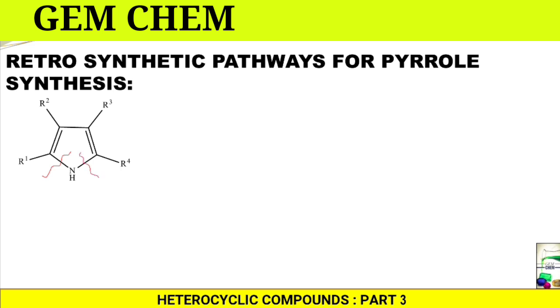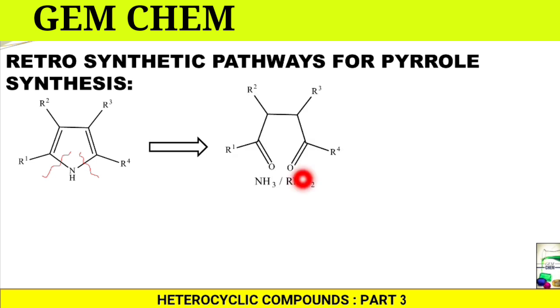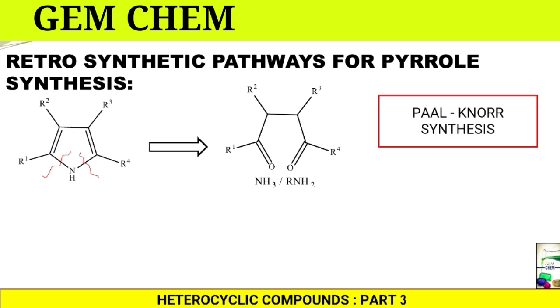So once we try to break it, our synthons can be this one. We can see here, this can break to give us a diketone, and 1,4-diketone is my substrate along with ammonia or any kind of amine. This synthesis is known as Paal-Knorr synthesis.